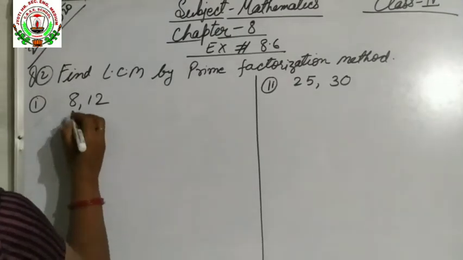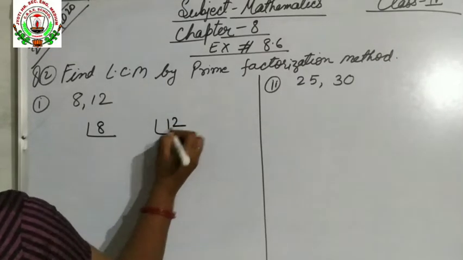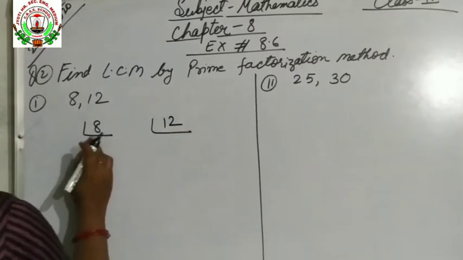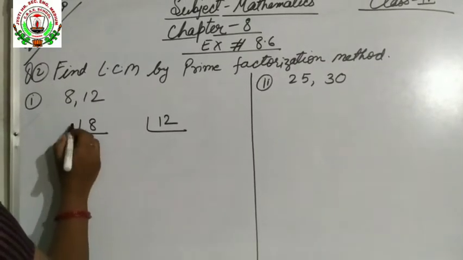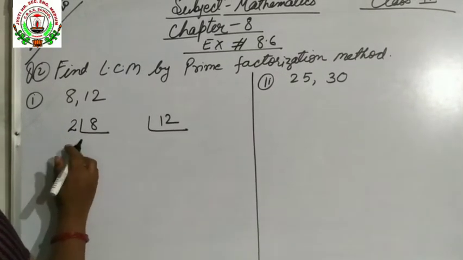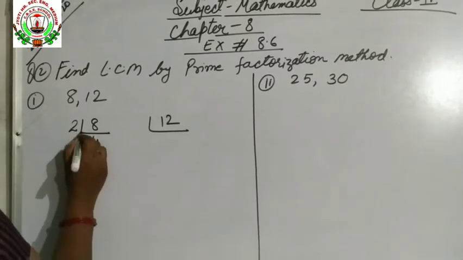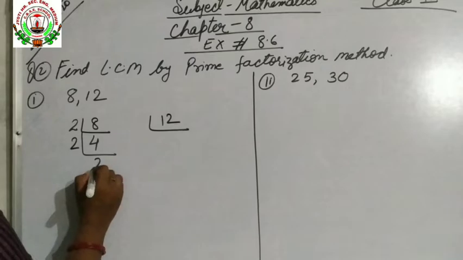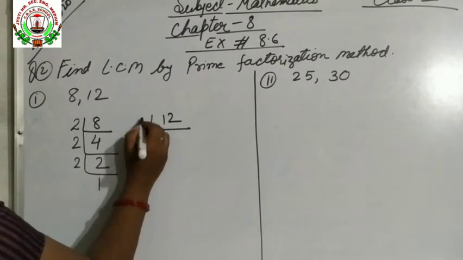Yesterday I told you first we will write this number in this line and find out their prime factor. Now 8 is an even number, so the smallest prime number is 2. So it is divisible by 2. 2 4s are 8. We will write here the quotient only. Okay, then again 2 2s are 4. Then 2 1s are 2. Clear?